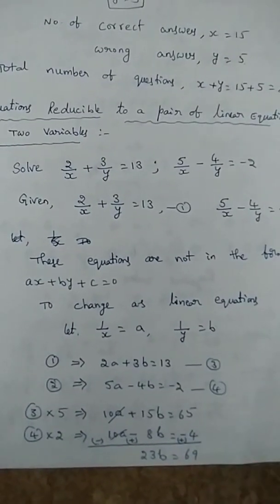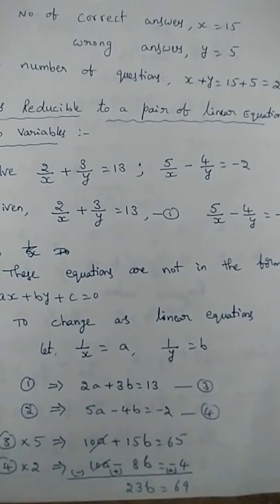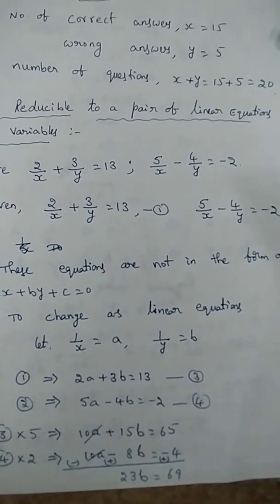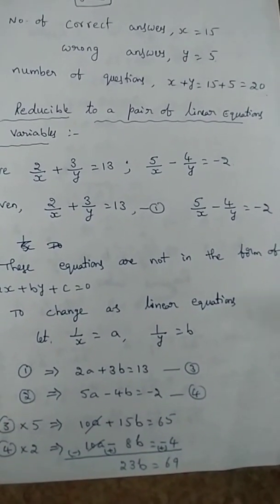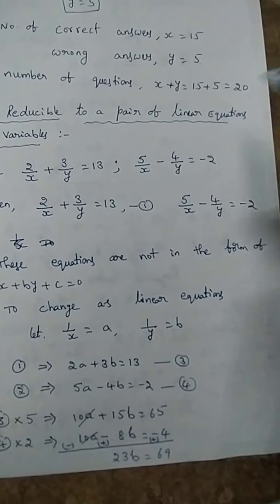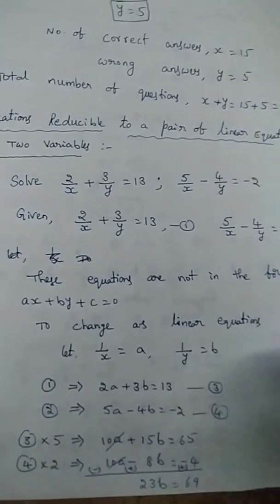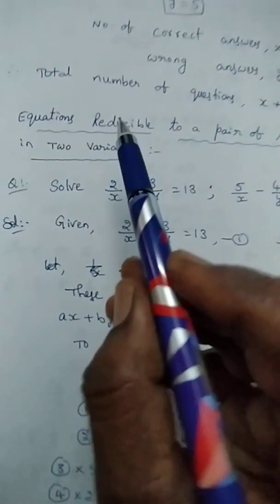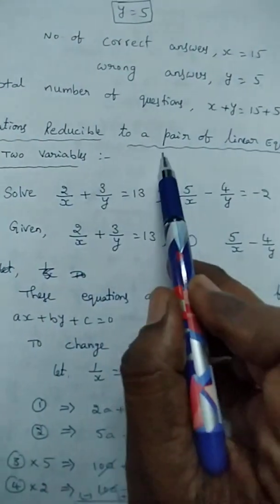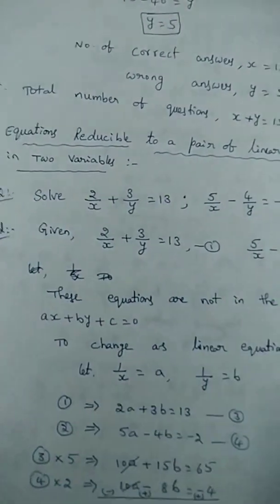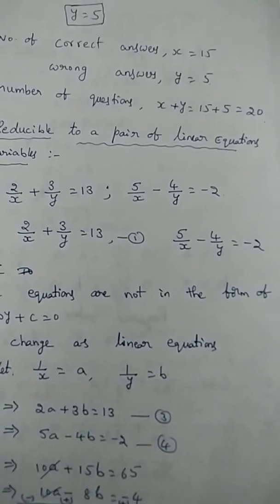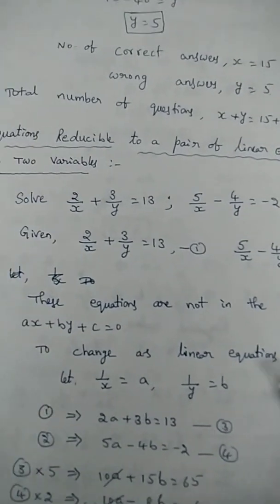Okay. So up to that previous problem, you can solve the pair of linear equations in the graphical representation method, and the algebraic method is to be completed. So now one more topic is to be covered: equations reducible to a pair of linear equations in two variables.